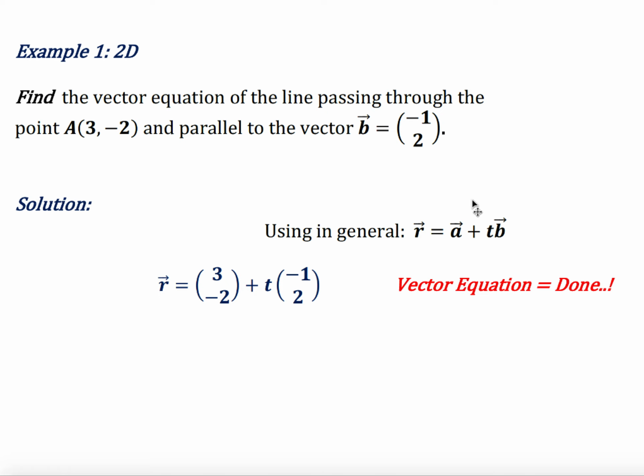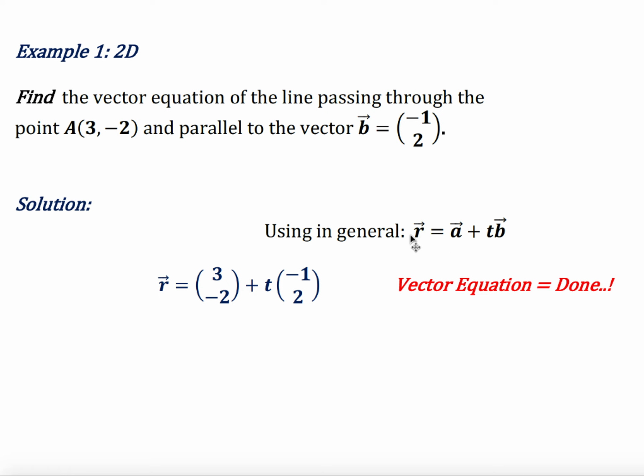So let's bring it to life a bit more specifically. Let's find the vector equation of a line that has to pass through this point and be parallel, as it turns out, to this vector here. So in general, we want to use the form r is equal to a plus t times b.